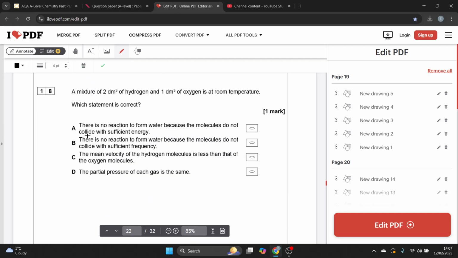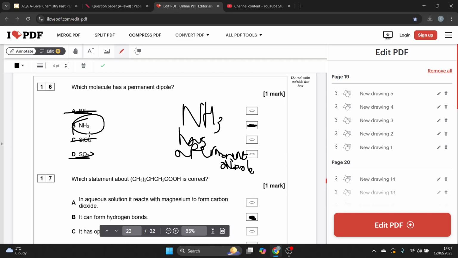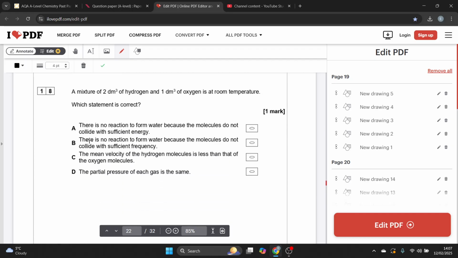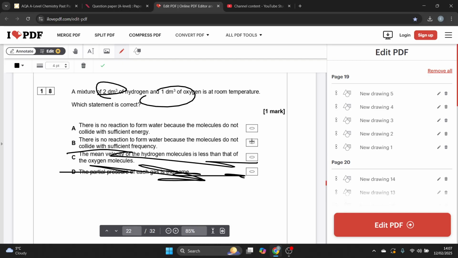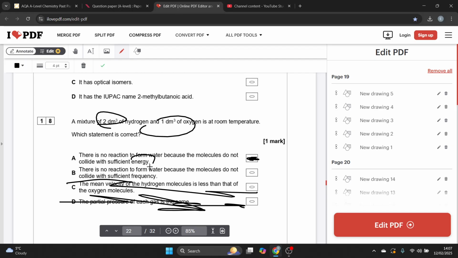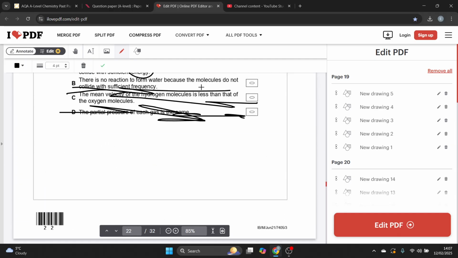Question 18, a mixture of this and this at room temperature. Which statement is correct? There is no reaction to form water because the molecules do not collide with sufficient energy, or do not collide with sufficient frequency. The partial pressure of each gas is the same. Well, no, because I've got 2 of this and 1 of this, so they're going to be different. The mean velocity of the hydrogen molecule is less than the oxygen. No, the answer is going to be molecules do not collide with sufficient energy. It's all about the energy in this case, not sufficient frequency.